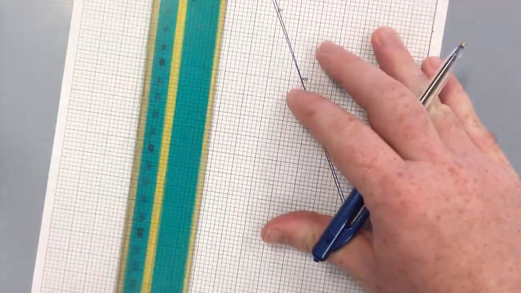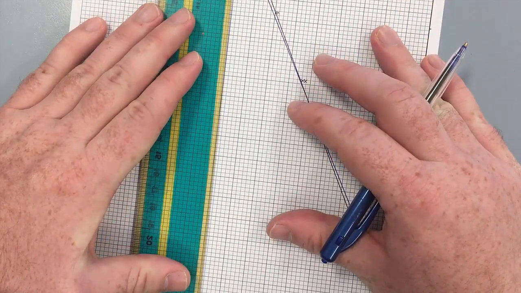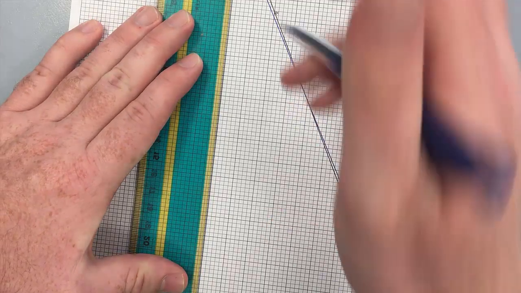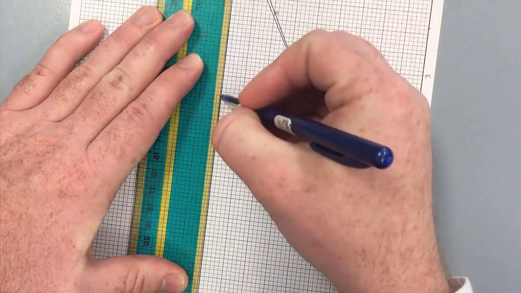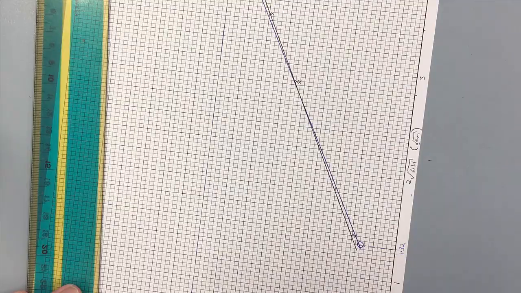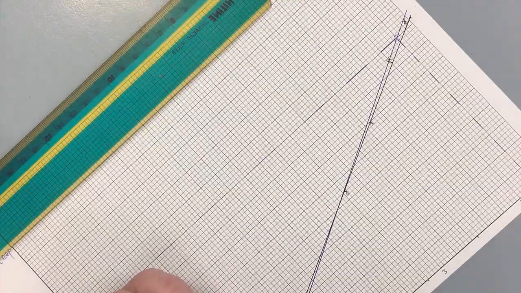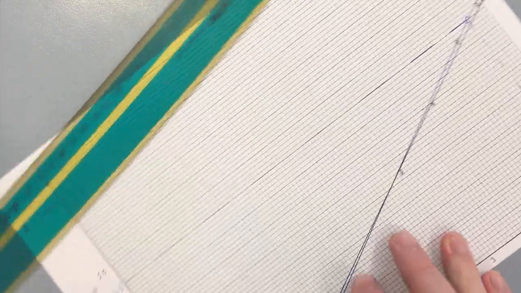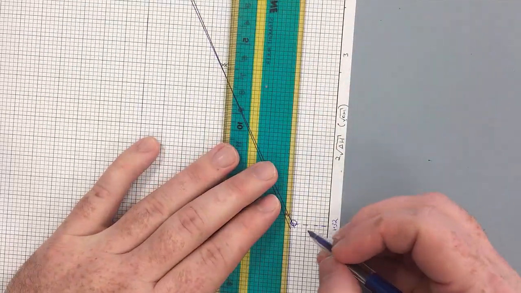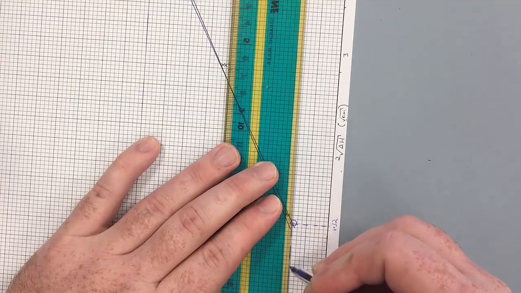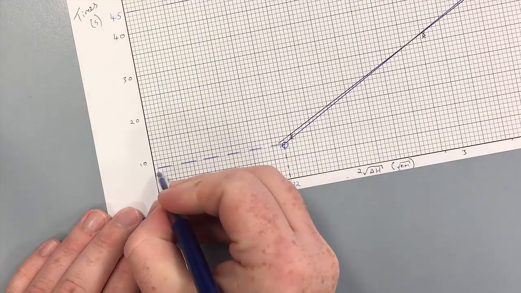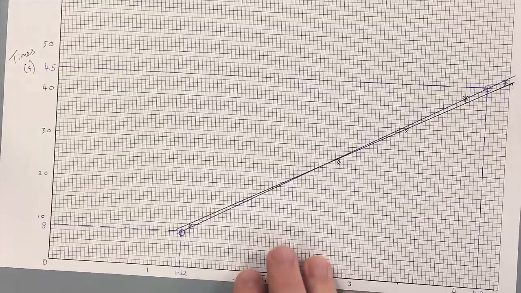I'll do the same coming along this way. I probably don't need to do it so much with this point because it's right on a major grid line. But so we can hopefully see there that it intersects right at 45. And then for this lower one, okay, and I reckon that's probably 8 on the time axis.